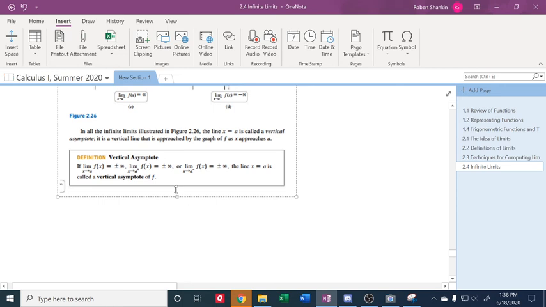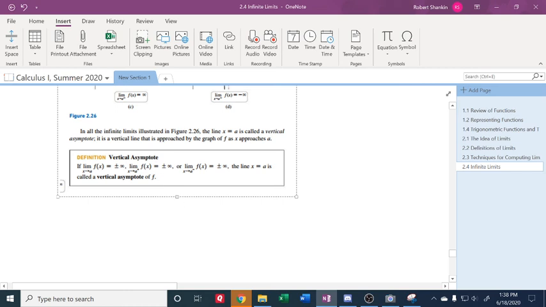All right. And then this new definition of a vertical asymptote. This more general definition doesn't miss anything. Now it says if, as x approaches a, f of x goes to either positive or negative infinity, or if the one-sided limit goes to either positive or negative infinity, either from the right or from the left, then the line x equals a is called a vertical asymptote of f. So that's how we get vertical asymptotes.